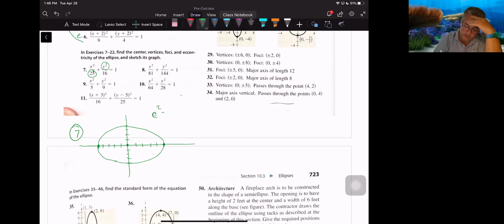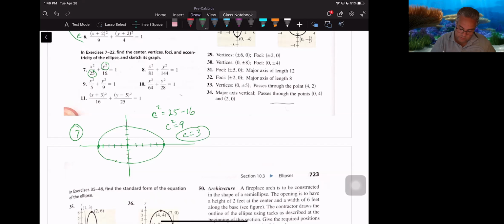C squared equals A squared, the A squared is the 25, minus B squared. Okay, so 25 minus 16, that would be what? 9. So C squared equals 9. Therefore, C equals 3. So I'm moving 3 away from the center.